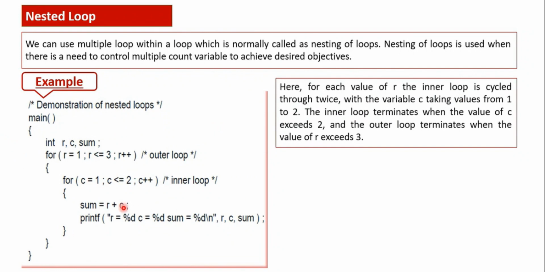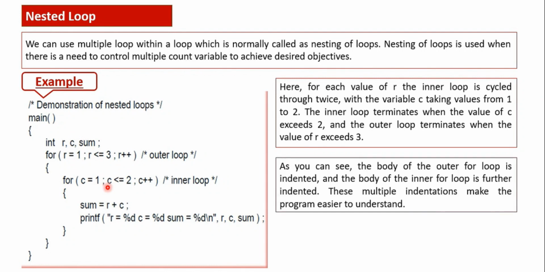Okay, and with the variable C taking values from 1 to 2, the inner loop terminates when the value of C exceeds 2. That means C starts from 1, a maximum of twice, and the outer loop terminates when the value of R exceeds 3. Okay, that means the third time.